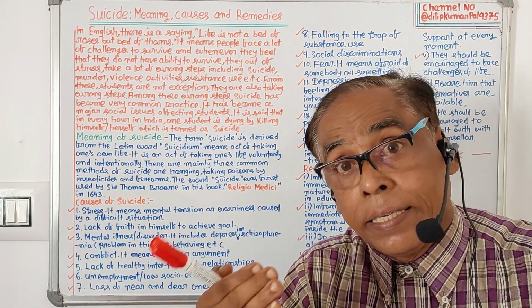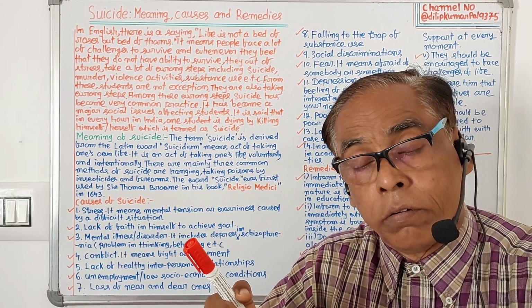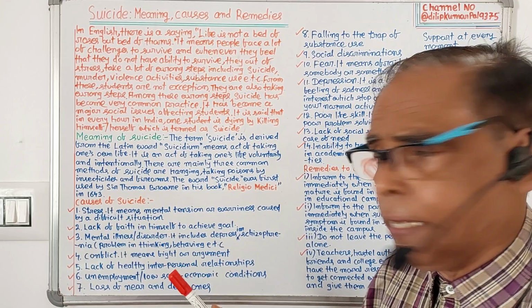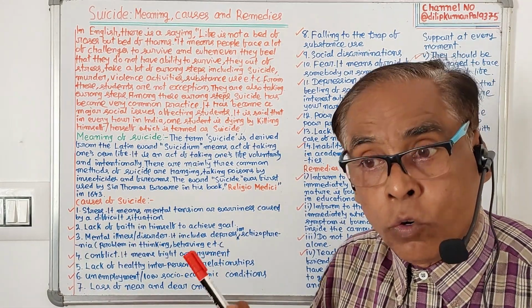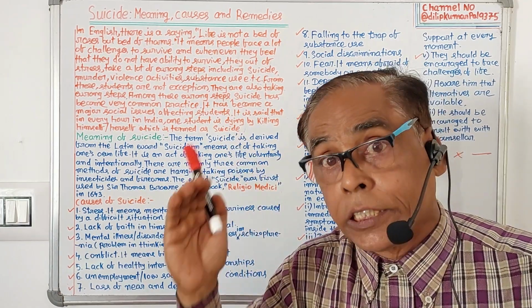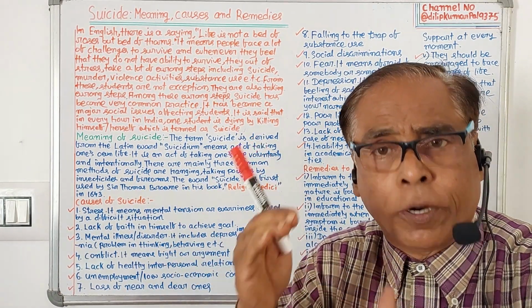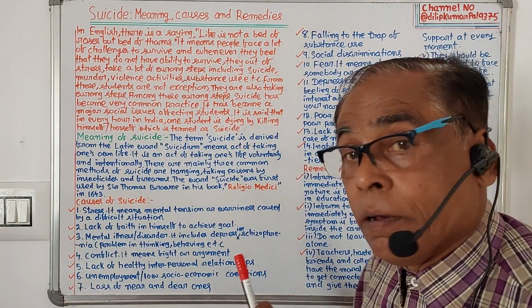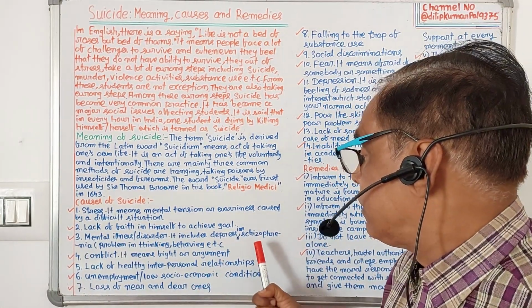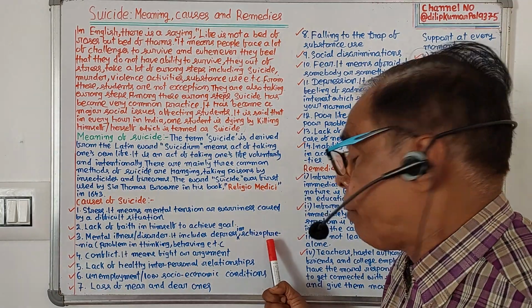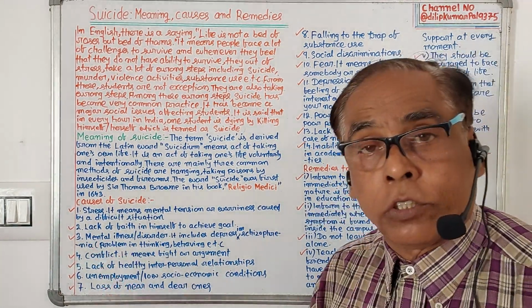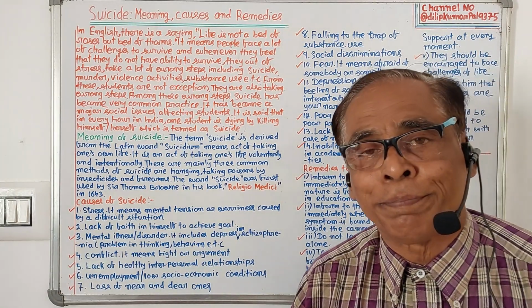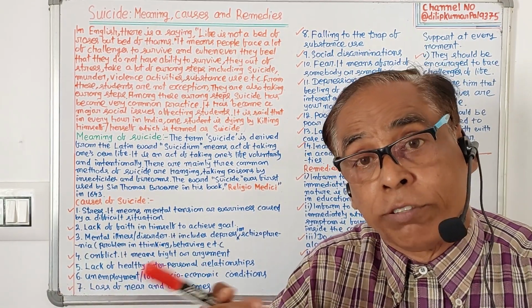Sometimes mental illness or mental disorder forces a man to commit suicide. Mental disorder or mental illness includes depression. Whenever a person is stressed excessively, or is affected by a disease known as schizophrenia, S-C-H-I-Z-O, schizophrenia means a problem in thinking and behaving. So mental disorder, mental illness also forces a man to commit suicide.